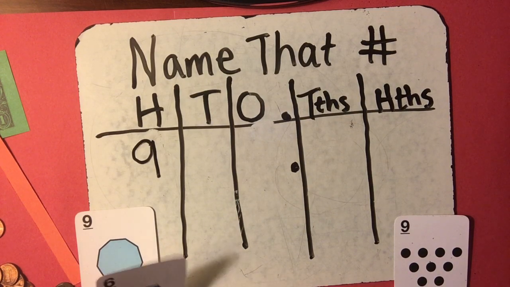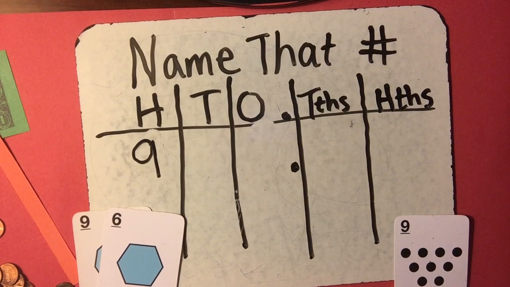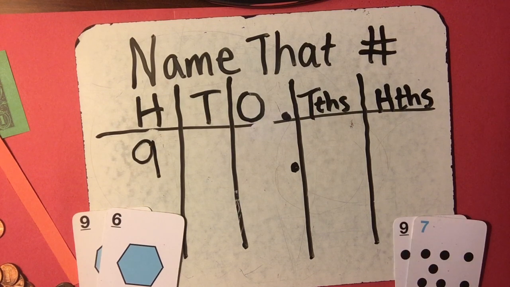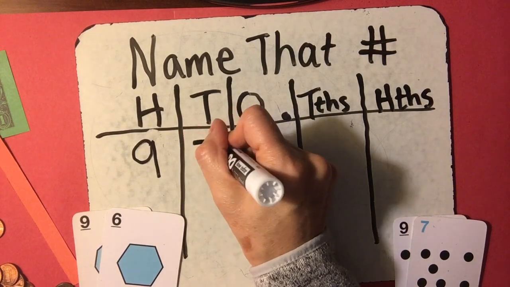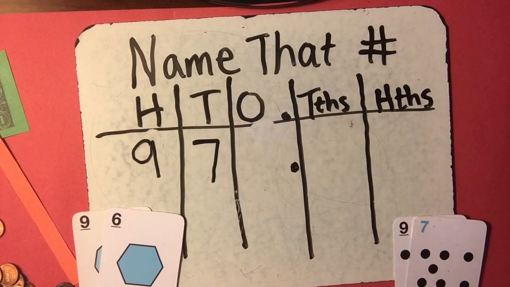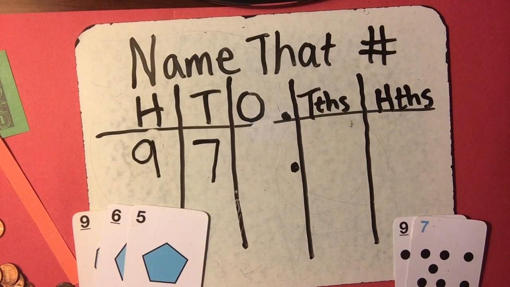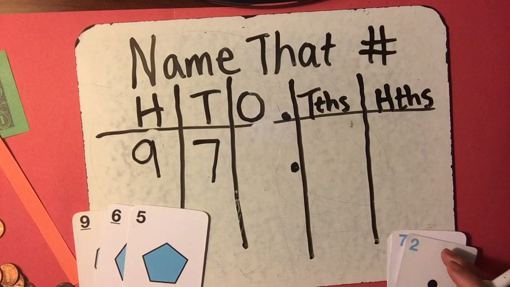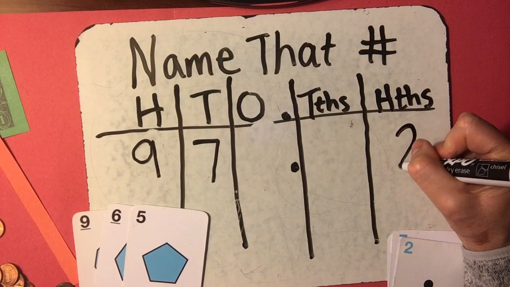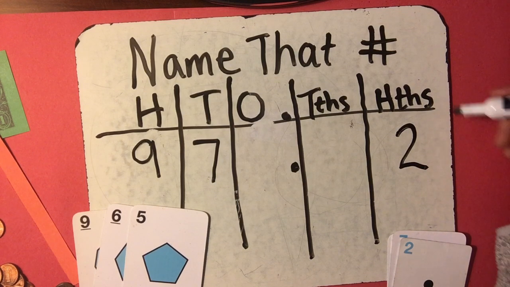Okay, your next card is a 6. Where are you going to put that 6? My next card is a 7. So I think I'm going to put my 7 here, because that's a pretty big number. Your next card is a 5. Go ahead and place your card. And my next number is a 2. So I know where my 2's going to go, because hundredths is the smallest number on this chart.